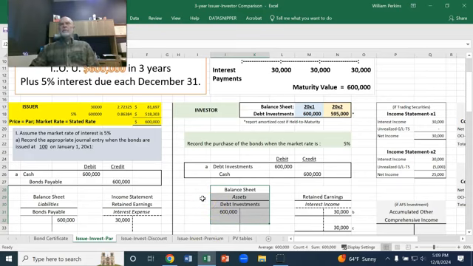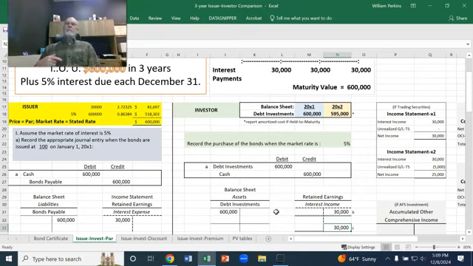and the cost of that investment would go to the asset account, debt investments. And at the end of each year, we would record $30,000 of interest, and that would go into interest income at the end of the first year, end of the second year, and so on. The rest of the accounting for this investment would depend on how we have it classified. If we expect to hold this investment until it matures, it would be classified as a held to maturity investment, and we would simply report the amortized cost on the balance sheet.